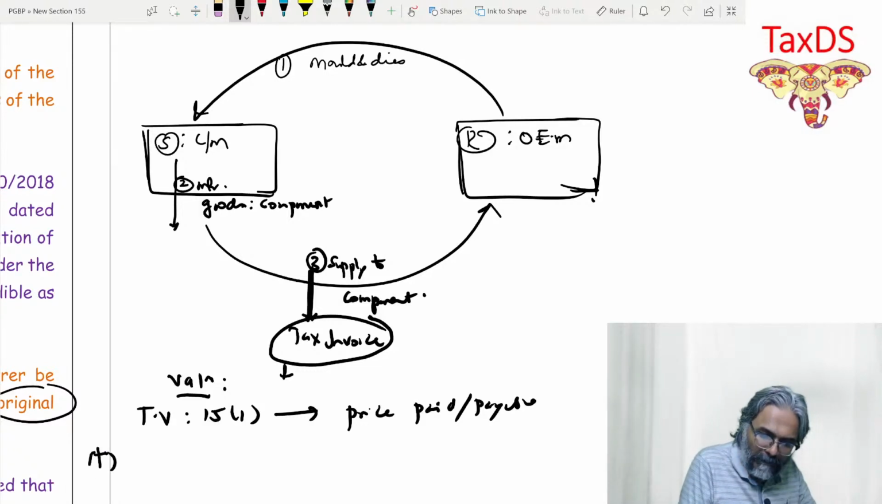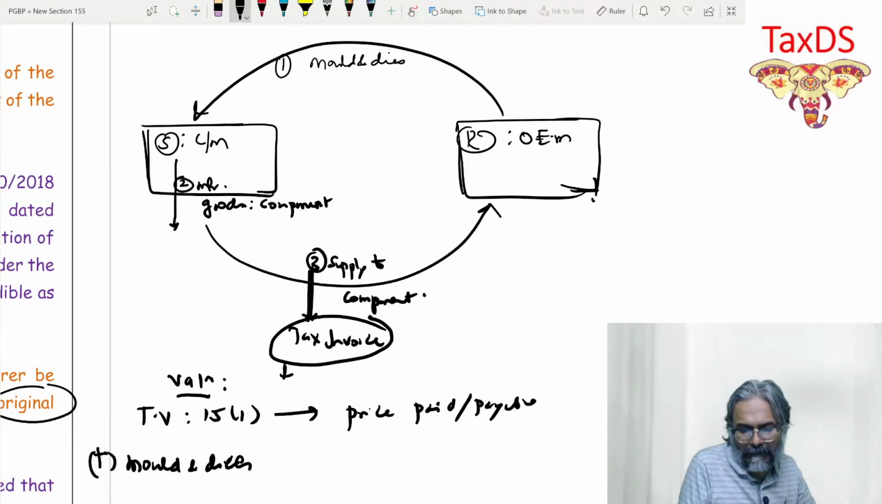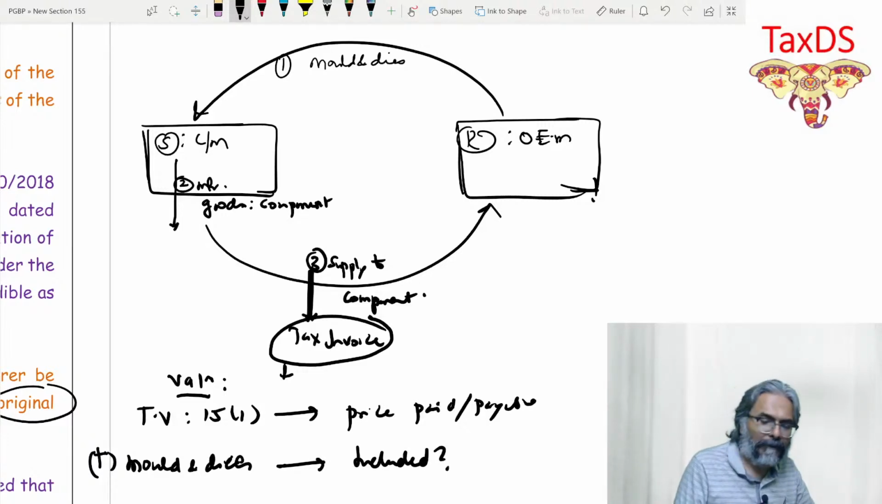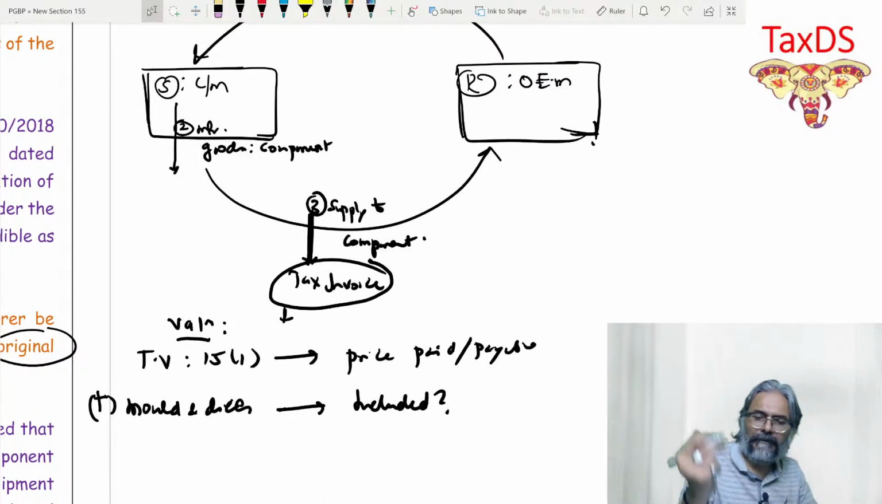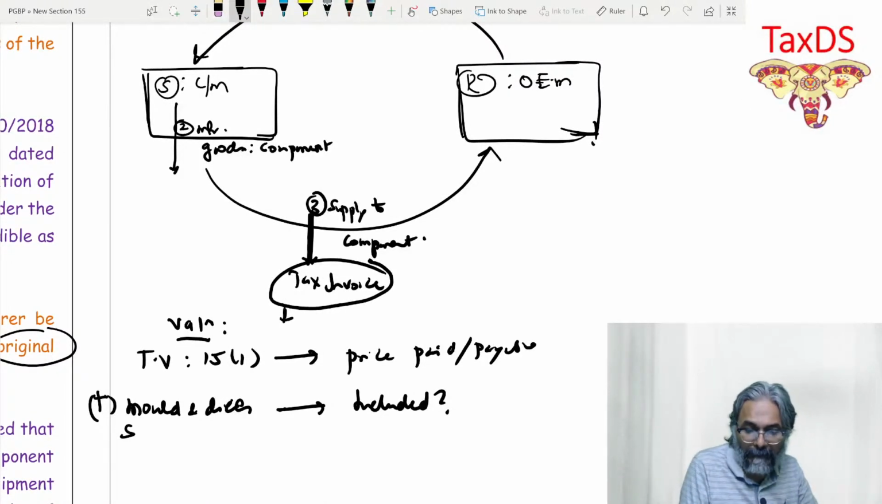The question to all of you is this: whether the molds and dies will be included. Whether molds and dies, which are supplied by the recipient, will be included. Who is the recipient?